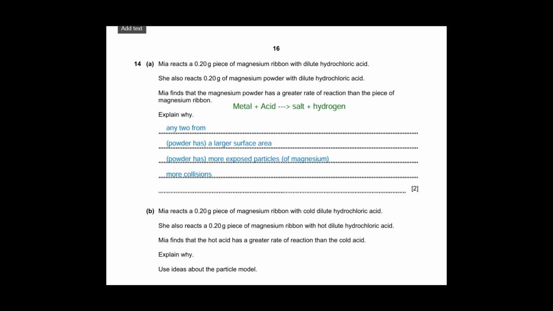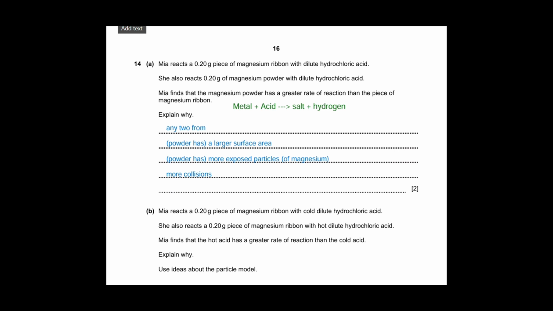The question is, Meyer finds that magnesium powder has a greater rate of reaction than a piece of magnesium ribbon. Explain why. These are 2 marks, of course 2 responses. The first thing you need to remember is that magnesium powder has larger surface area. That means more particles are exposed at a time, and that means there are more collisions. Telling you that there is a greater rate of reaction already should explain that there is greater collision.